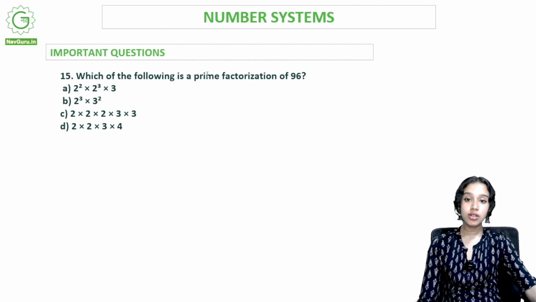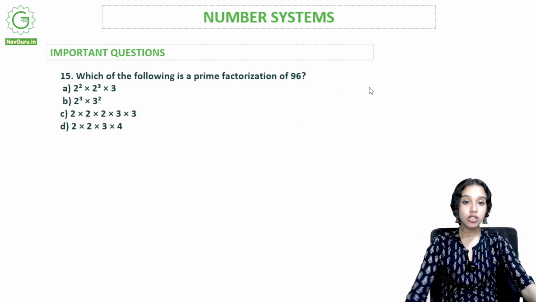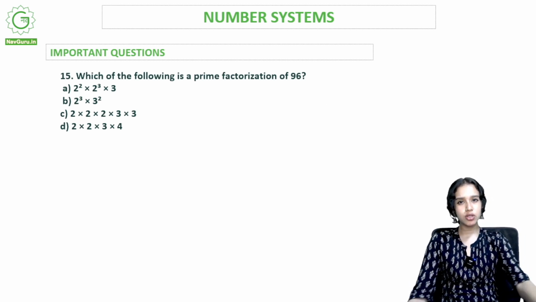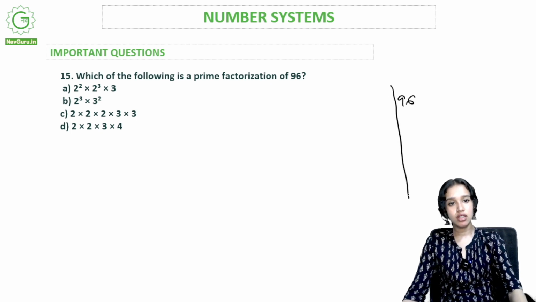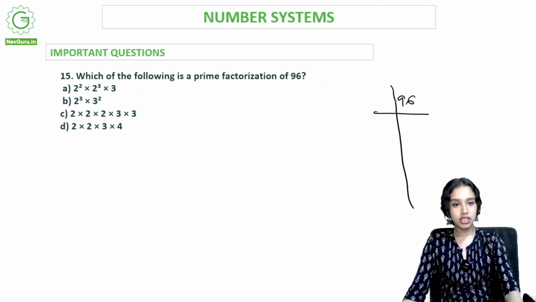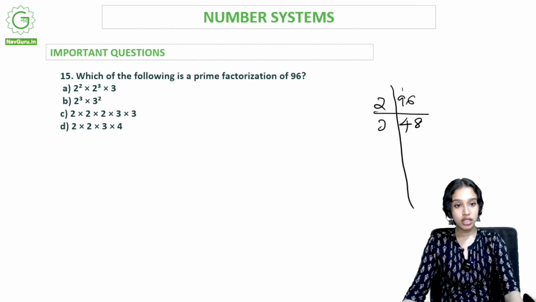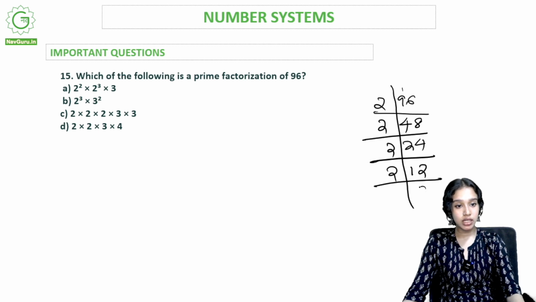Now, which of the following is a prime factorization of 96? How do we do the prime factorization? We take 96. Let's do it with 2. It's divisible by 2. So 4 2s are 8, 1 remainder here. So 16. 8 2s are 16. Now again by 2 we get 24, again by 2 we get 12, again by 2 we get 6, again by 2 we get 3, we do it by 3 and we get 1.